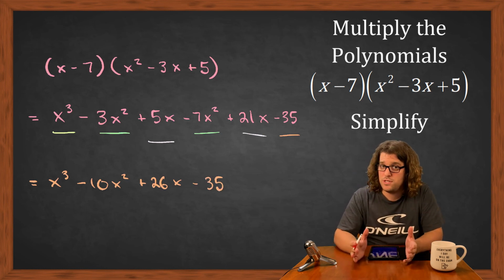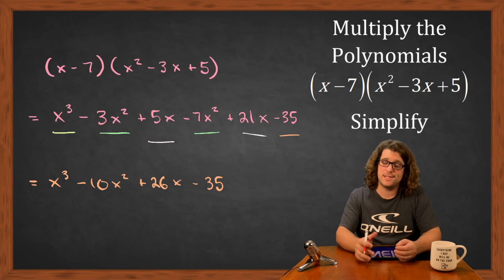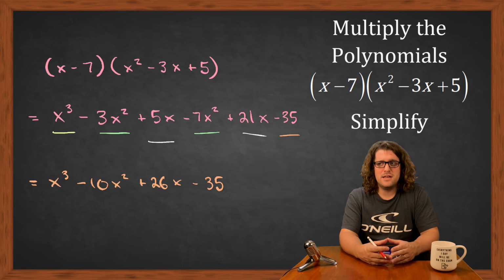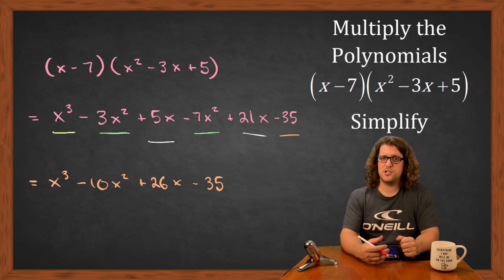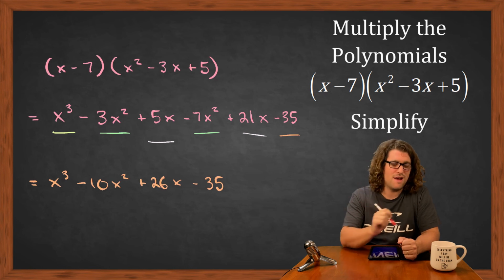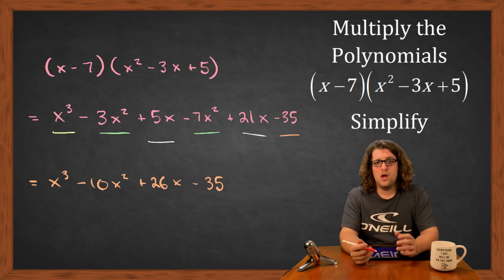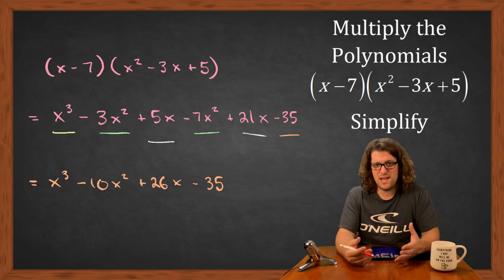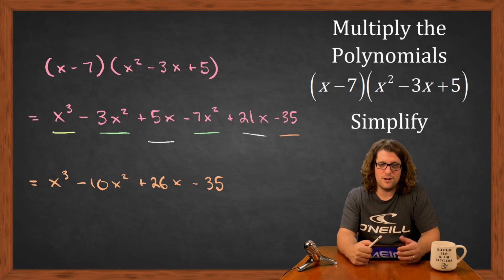So that's what we do when we multiply, in this case, a binomial times a trinomial. Again, the number of terms doesn't really matter. Just make sure you're getting every single term in your first expression multiplied by every single term in your second expression. Collect like terms when you're done, and you get a simplified expansion, or answer, to our product.